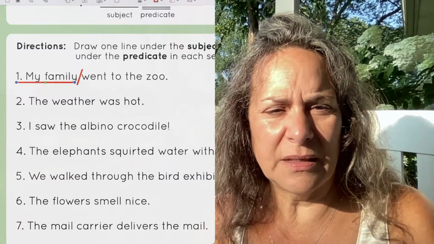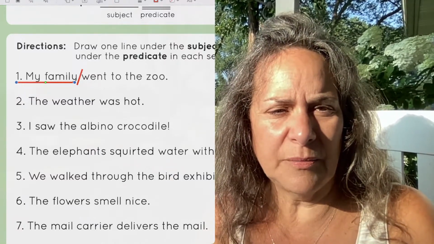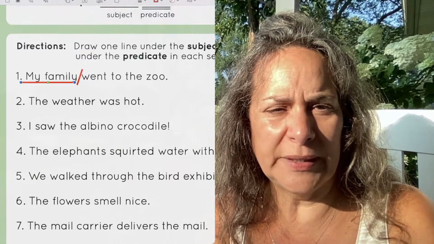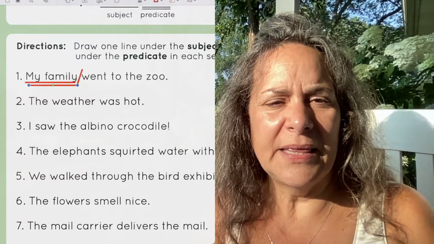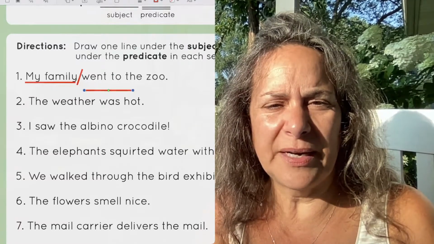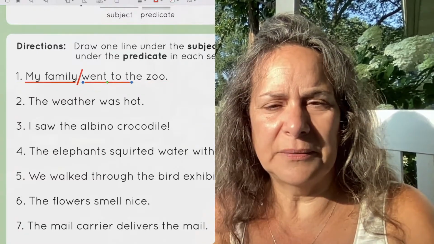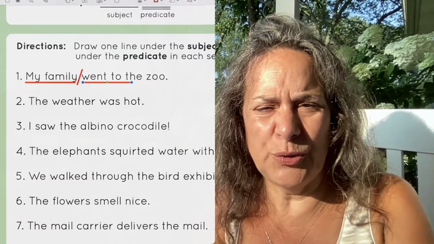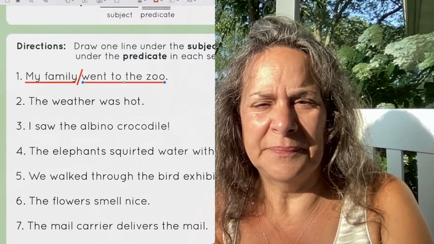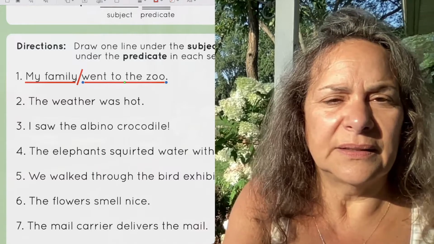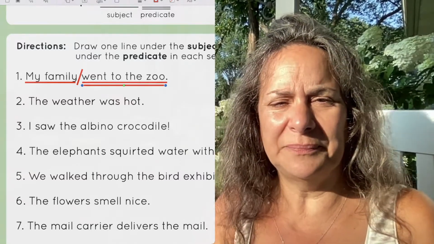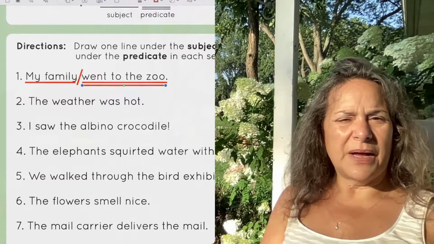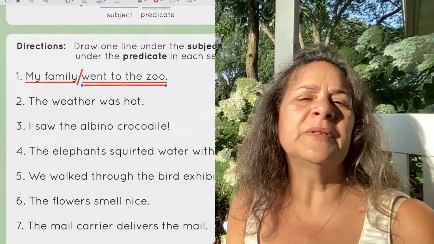So that you've got the complete subject underlined only, and then the complete predicate underlined as well. If you want to do it with an underline, you can. To tell the difference, we have two underlines for the complete predicate, right? So there, my family went to the zoo.